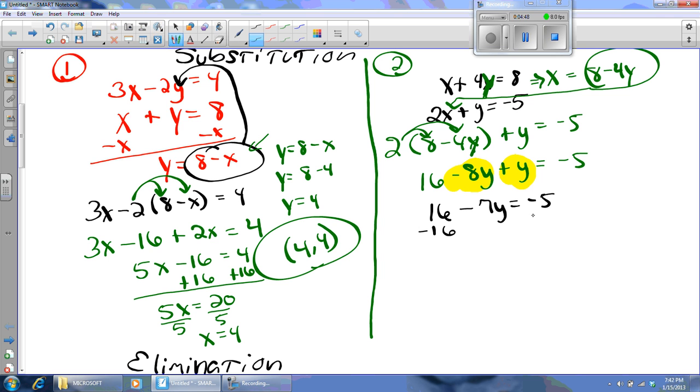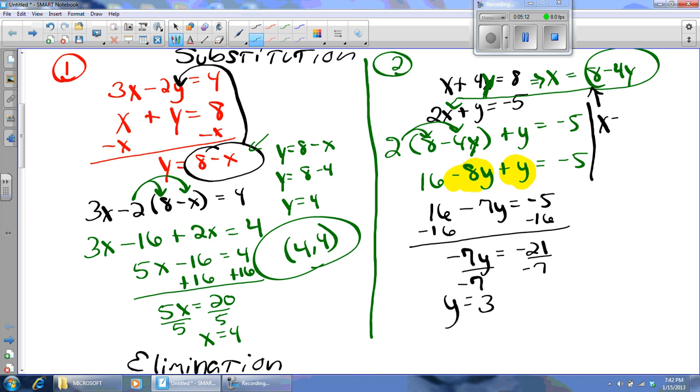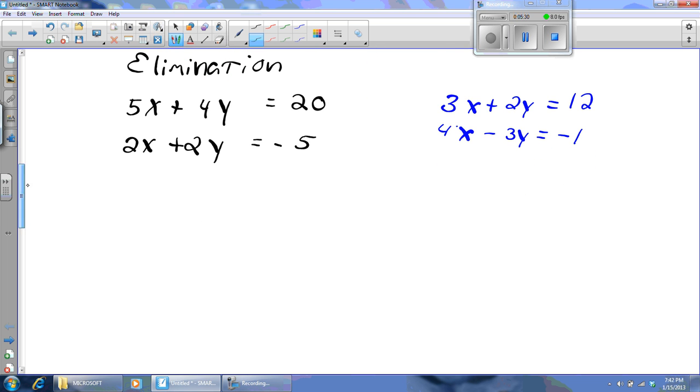Subtract 16 from both sides. I'll get negative 7y, which will equal negative 21. Divide by negative 7, and y is going to equal 3. Okay, now I need to solve for x, and I'll use this equation here. And so I'll get x equal to 8 minus 4 times 3. So x is going to equal 8 minus 12. X is going to equal negative 4. So these lines cross at the point (-4, 3). That's the substitution method.